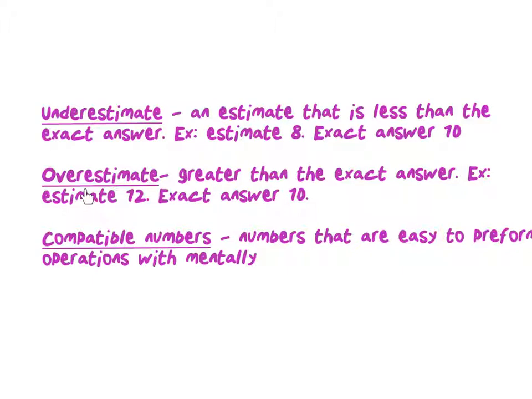Another thing is to overestimate. If your estimate was greater than the exact answer. So for example, let's pretend that your estimate was 12, but the exact answer was 10. In this situation, your estimate was too much, or it was a greater overestimate.